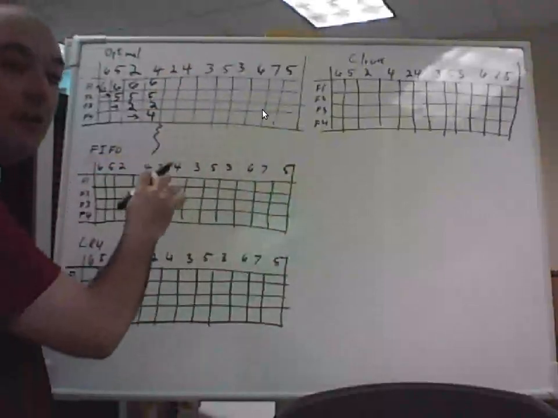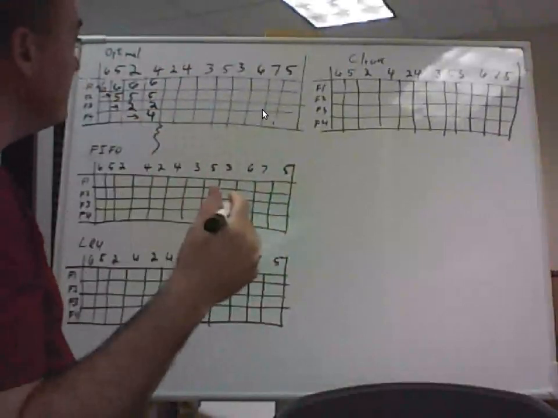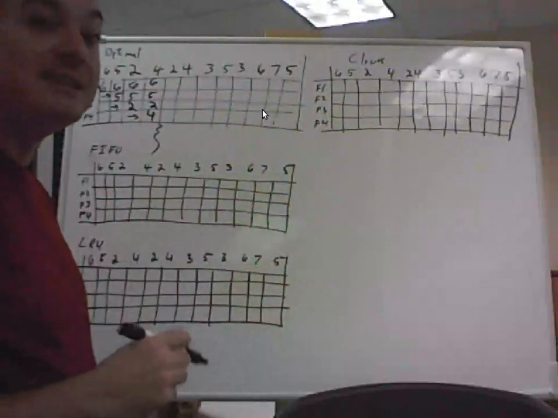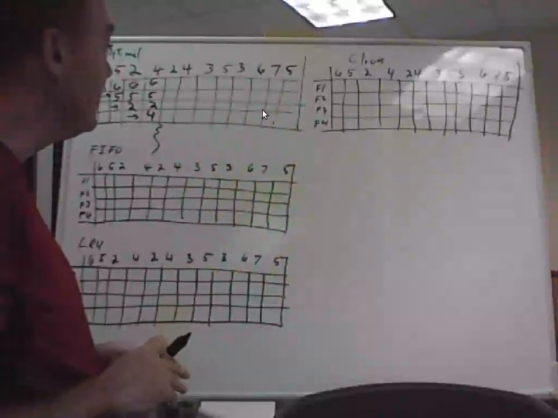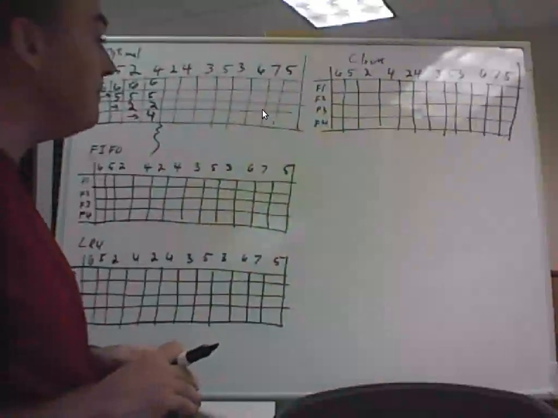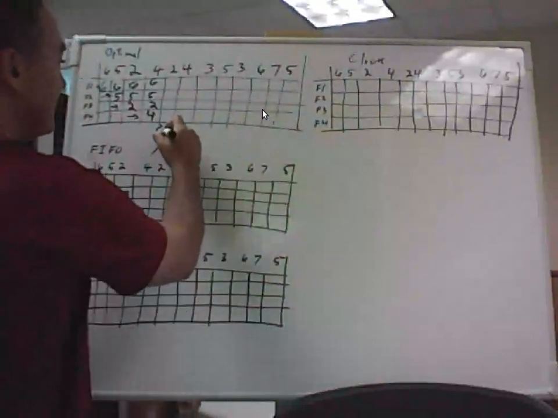So for all these page replacement algorithms, the first thing you always ask is, so I have a reference to some variable on page 2. Is this a hit or a miss? Okay. In this case, page 2 is already in memory. It's in physical frame 3. So this is actually a hit.